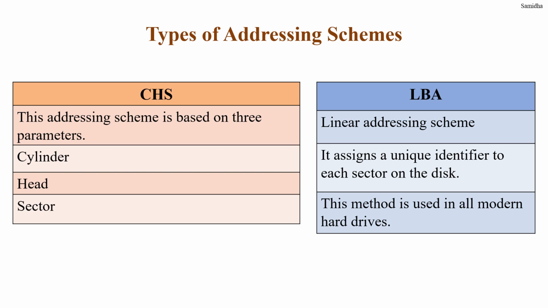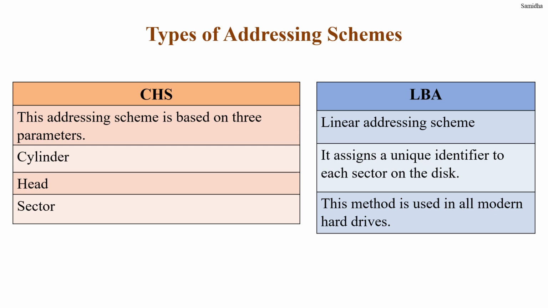CHS, the cylinder, head and sector addressing scheme. This scheme is based on three parameters: cylinder, head and sector. This is the early method of giving an address to each block of data on the disk. As we know, cylinders are sets of tracks. Heads are located on the side of platters and are responsible for reading or writing data, and a sector is the smallest unit of data storage. This addressing scheme doesn't work well with modern drives.